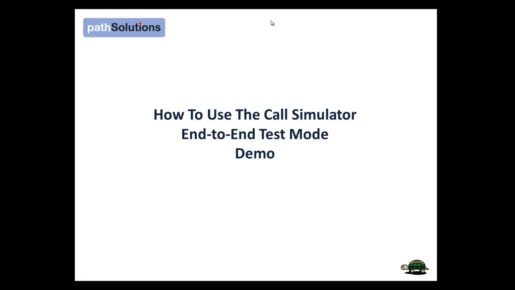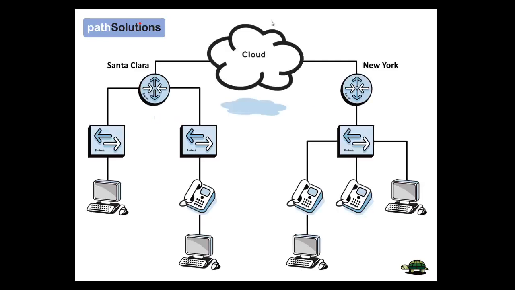My name is Sally. During this clip, I'll demonstrate how to use a call simulator to solve call quality problems using the end-to-end test mode. Tests can be performed to any device that you can ping to validate different segments of the network and to test for QoS. For example, you can first test to a switch.